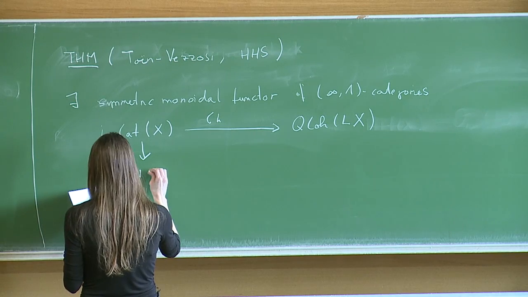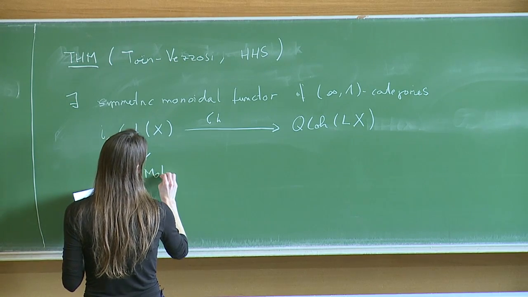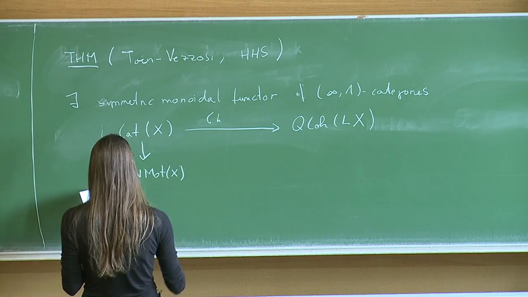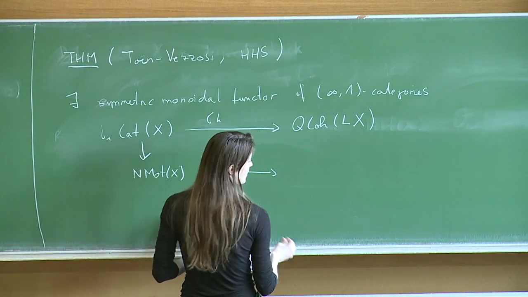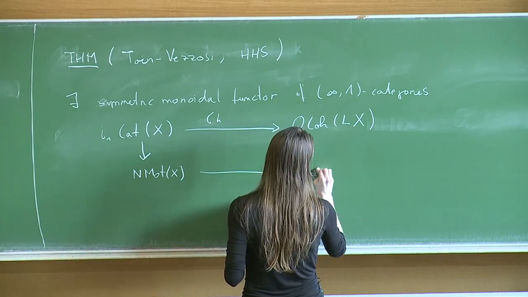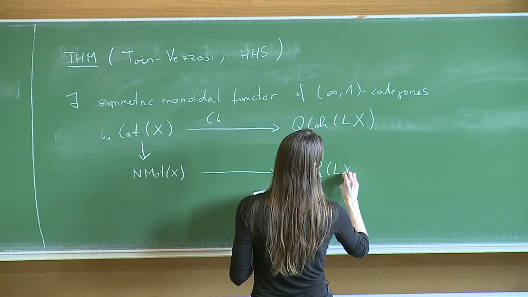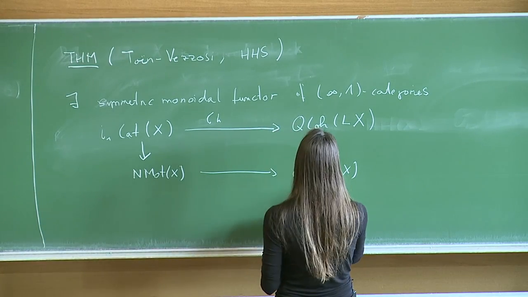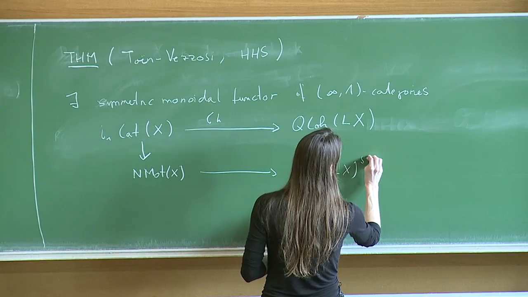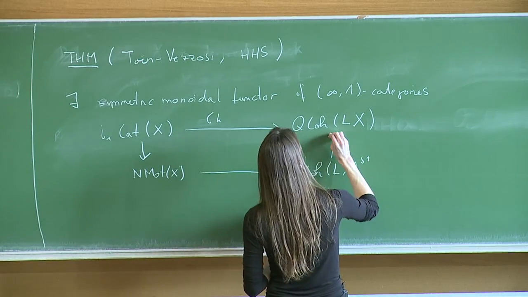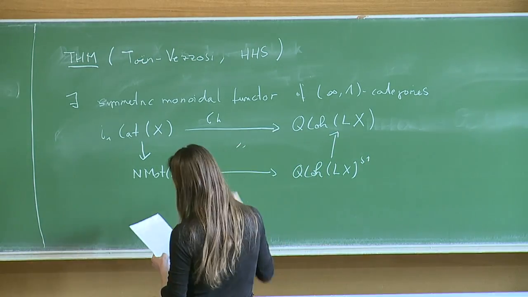And as for the classical Chern character, we show that it factors through the category of non-commutative motives. And it has an S1 equivariant refinement, which means it factors to Q-core L of X as S1 equivariant. So this square here commutes.